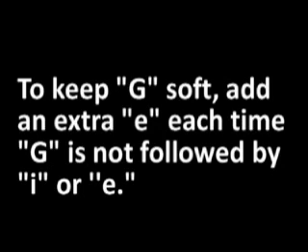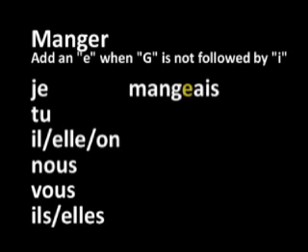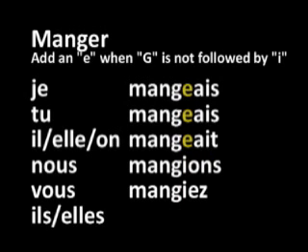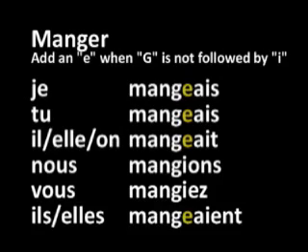To keep the G soft in manger, you add an extra E each time the G is not followed by I or E. Je mangeais, tu mangeais, il mangeait, elle mangeait, on mangeait, nous mangions, vous mangiez, ils mangeaient, elles mangeaient.